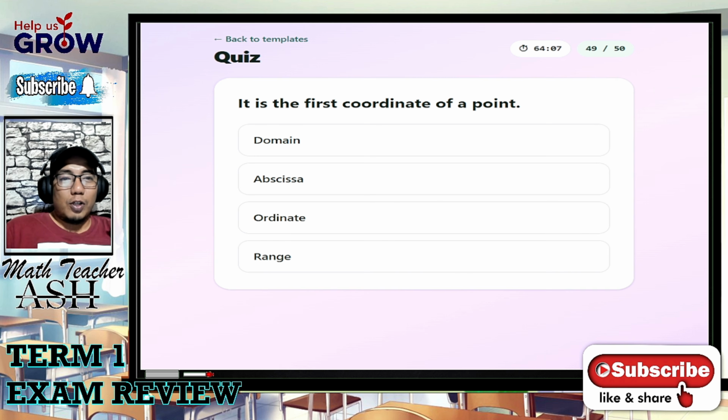It is the first coordinate of a point. Is it domain? Is it abscissa? Is it ordinate? Or is it range? What do you think is the answer?